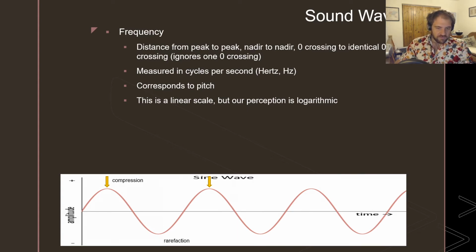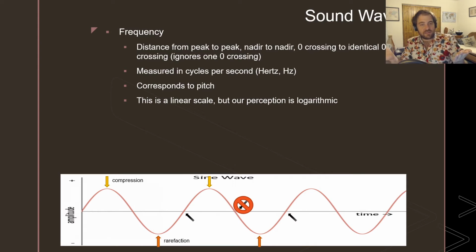So, again, one wavelength is peak to peak, or nadir to nadir. It's the same distance, or the zero crossing to the identical zero crossing. That's one wavelength. The higher the frequency, the shorter this wave is going to look. Like it's going to compress all this down into a small amount of space. So there's going to be less distance covered by one wavelength, or one wavelength will happen in a much smaller amount of time. And actually, that's how we measure frequency, is how many waves can be repeated in 1 second.